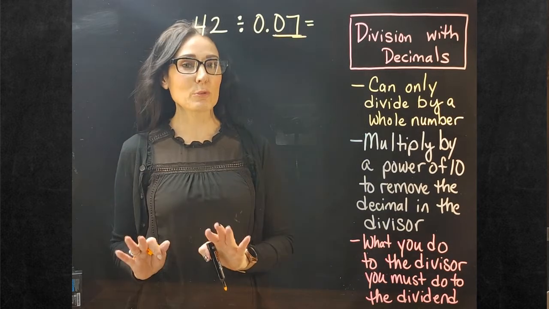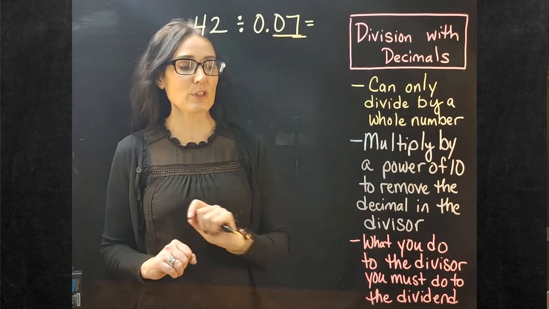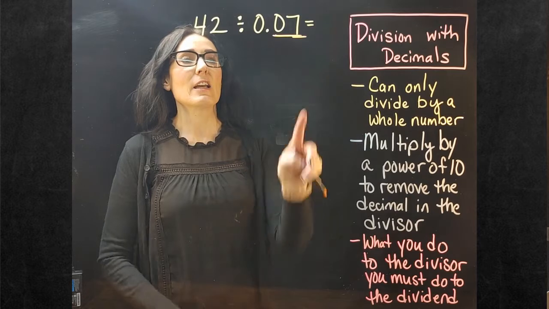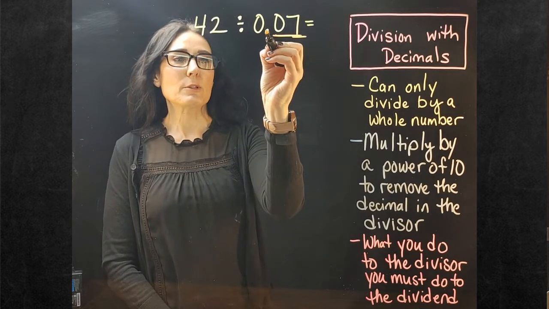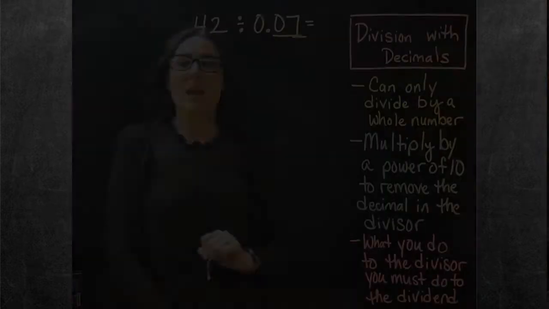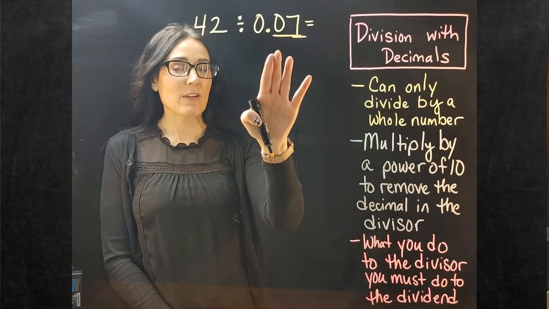Now there is another rule in addition to that. What you do to the divisor, you also have to do to your dividend. So what you do to your divisor, you must do to your dividend. So when we get rid of this decimal, whatever we do here, we have to do to this number as well. Now the dividend can have a decimal, okay, but the divisor cannot.